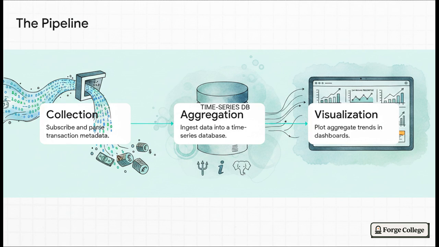Step 2 is aggregation. We ingest those parsed events into a solid time series database. Think Prometheus, InfluxDB, or honestly, even a simple PostgreSQL instance with a timestamp table works fine. Step 3 is visualization.